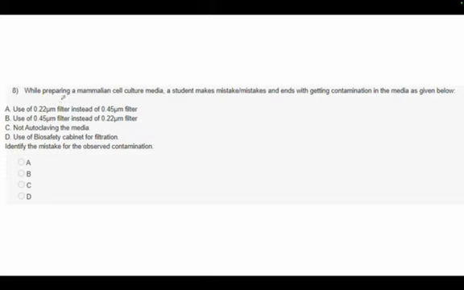So if we use a 0.22 micron filter, we should not get contamination. But if we use a 0.45 micron filter instead of 0.22, then there is a high chance that we will get contamination in our culture. So the mistake here is B, using a 0.45 micron filter instead of 0.22 micron filter, because the pore size is so big that we ended up allowing contamination to pass through. Generally, we do not autoclave mammalian cell culture media. We just filter it inside a biosafety cabinet.